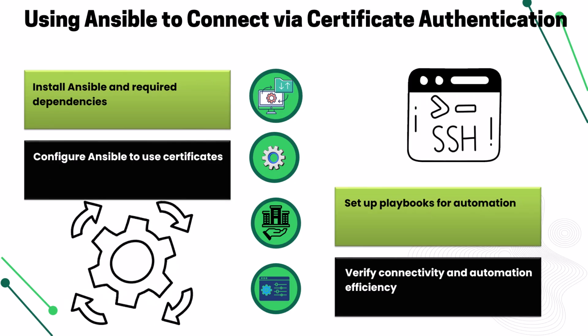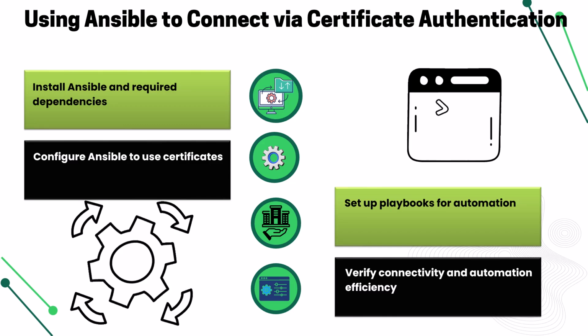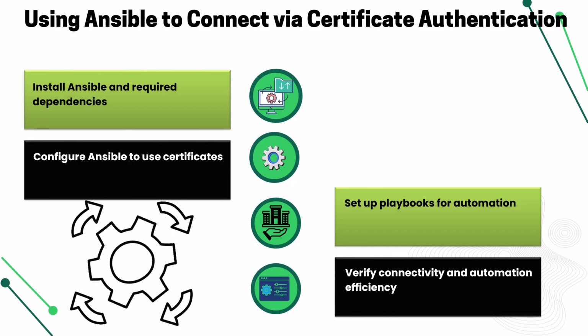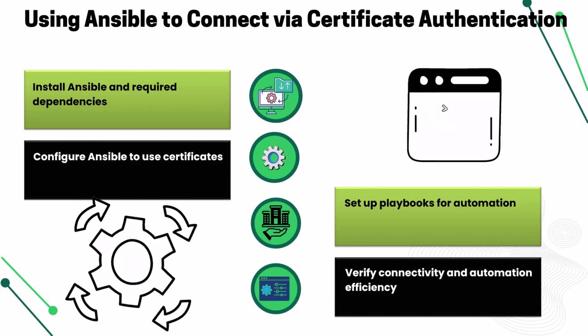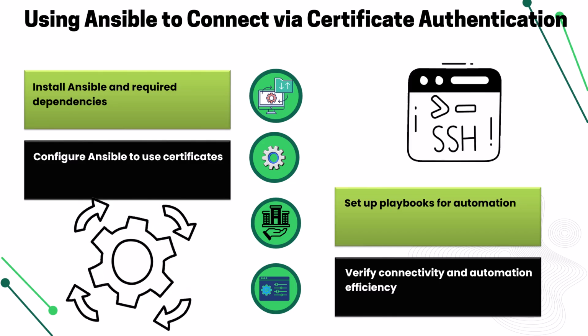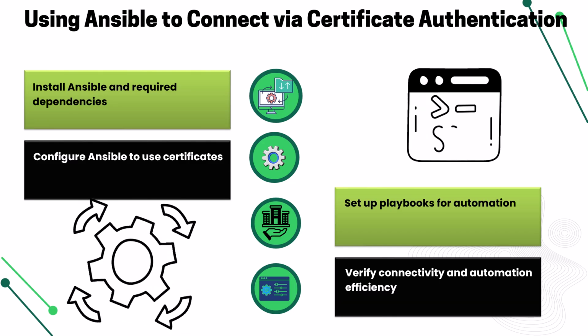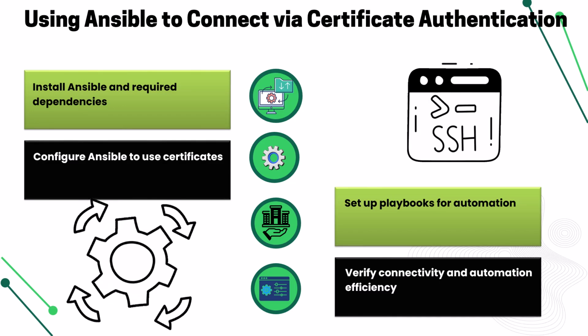Let's make automation magic happen with Ansible. First, install it, because, well, we kinda need it. Then, configure it to use certificates, making authentication smooth as butter. Playbooks come next, automating the boring stuff so you can relax. Finally, test things out, because what's automation without a bit of paranoia?